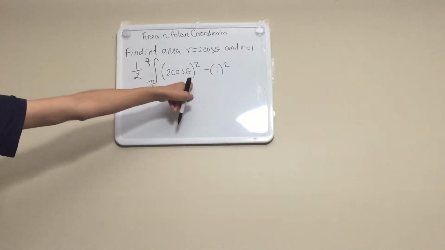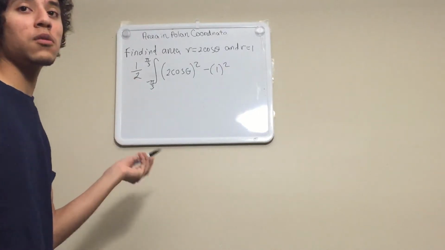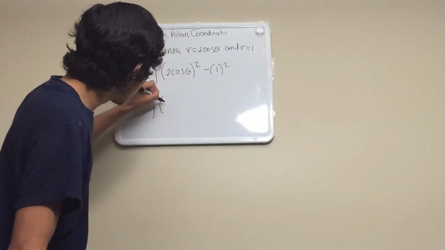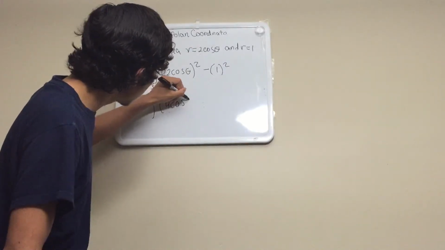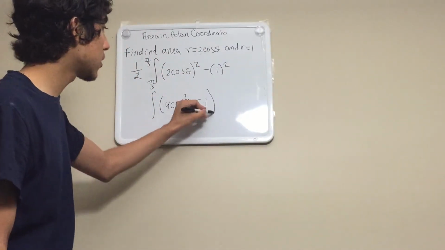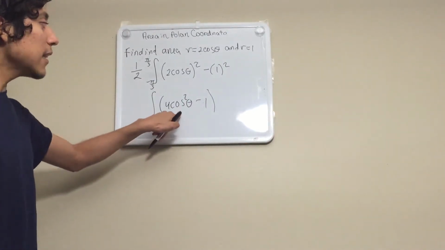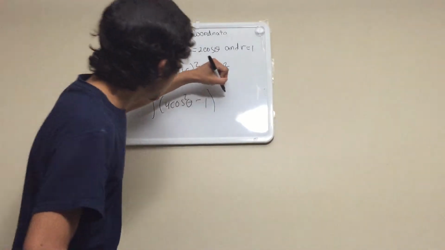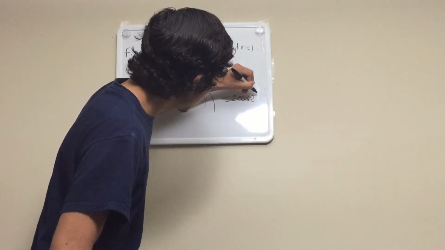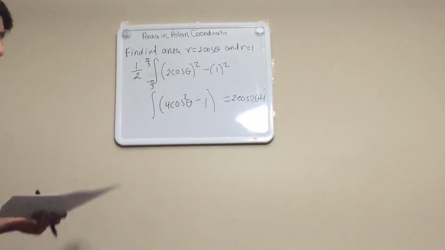Okay, so here we know that 2 cosine square is going to give us 4 cosine square, so that's going to be 4 cosine square minus 1, because 1 square is the same. So now this turns into 2 cosine 2 theta plus 1, and that's because of our identity, and I'm going to show that right now.